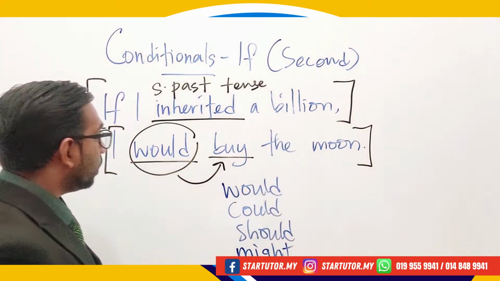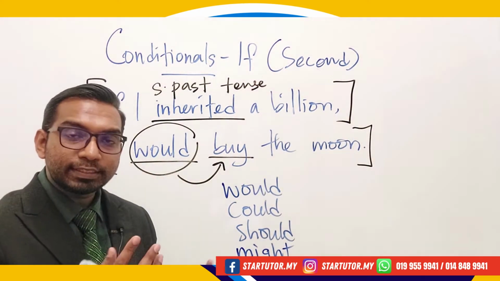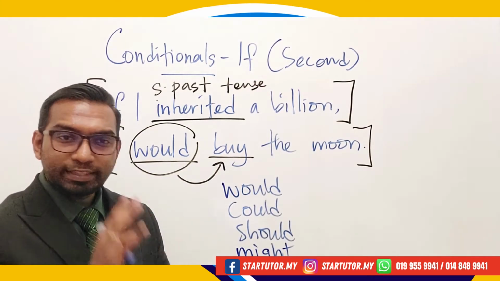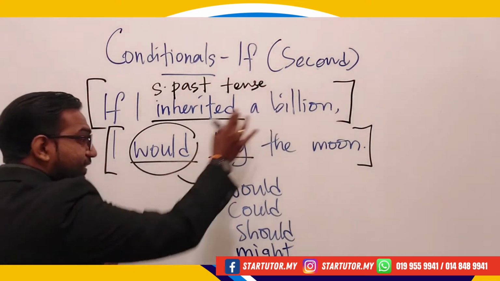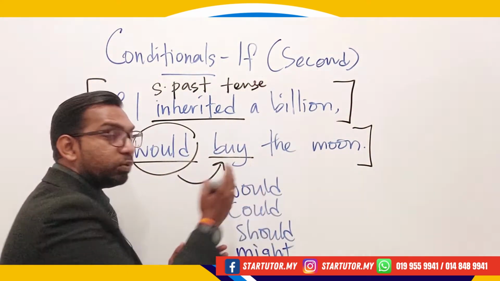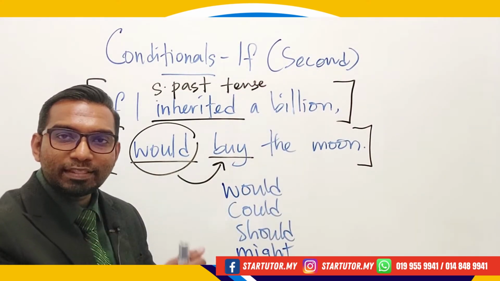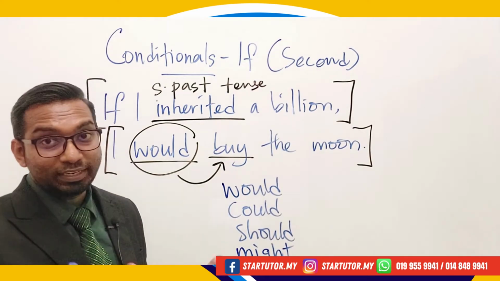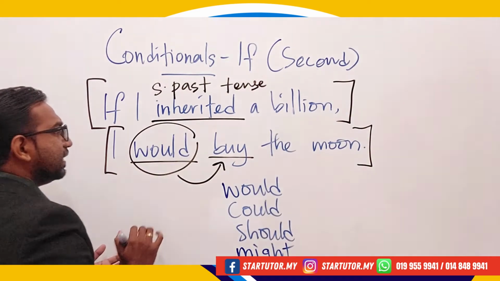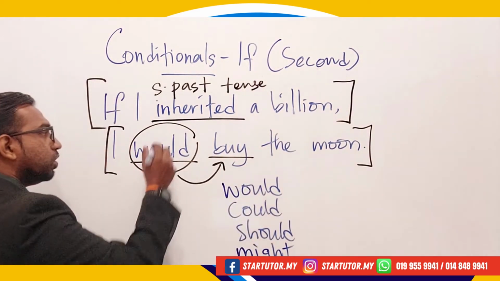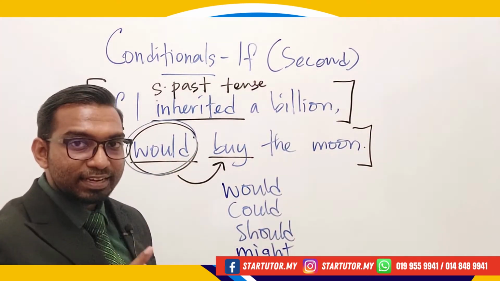When you use second conditional sentence to express unlikely outcomes, things that will never happen: if I inherited a billion, this might happen. You might inherit a billion, but you can never buy the moon because it doesn't belong to anyone. Who are you supposed to go and pay the money in order to purchase the moon? So it doesn't belong to anyone, so it will never happen, right? So if I inherited a billion, I would buy the moon. You have to use an auxiliary modal here in order to complete the sentence.